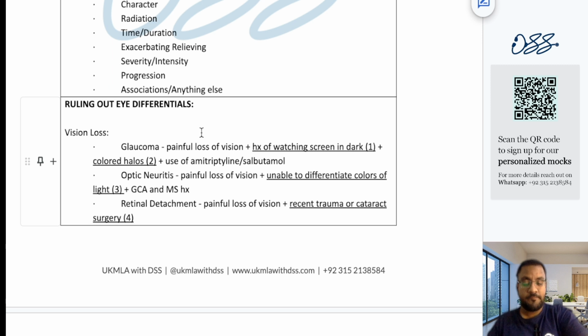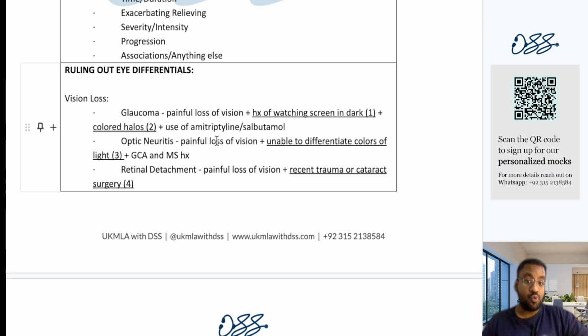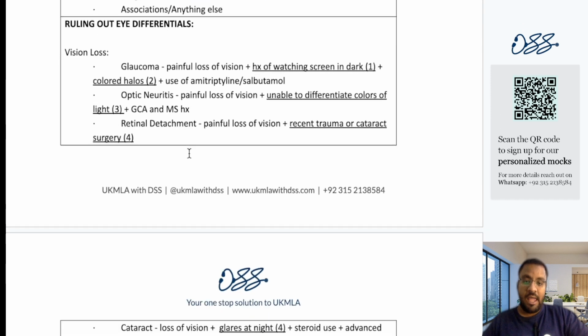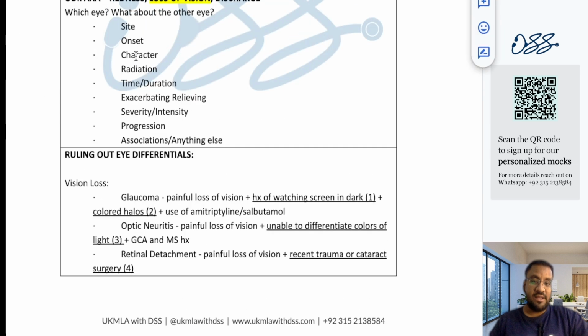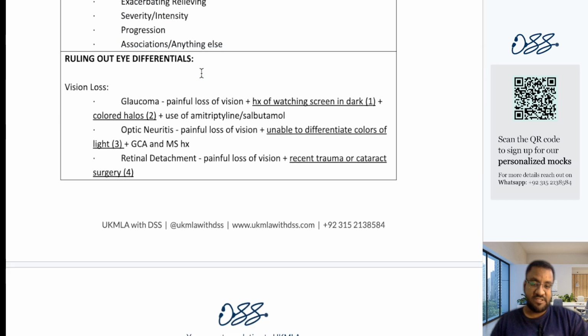So we'll discuss the differentials and how to rule them out. Let's start off with the differentials of vision loss. The most common differential in vision loss would be glaucoma, in which there would be a painful loss of vision. So after you're done with doing the ODIPARA of the loss of vision, the first question that you need to ask is, is it a painful loss of vision, or is it a painless loss of vision?